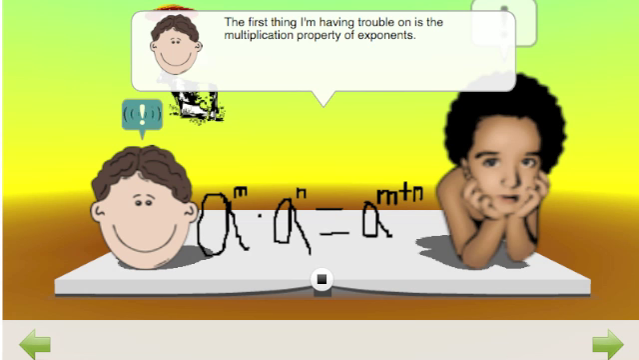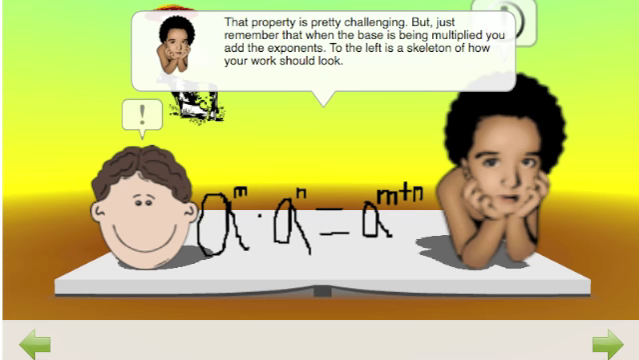The first thing I'm having trouble on is the multiplication property of exponents. That property is pretty challenging, but just remember that when the base is being multiplied, you add the exponents. To the left is a skeleton of how your work should look.